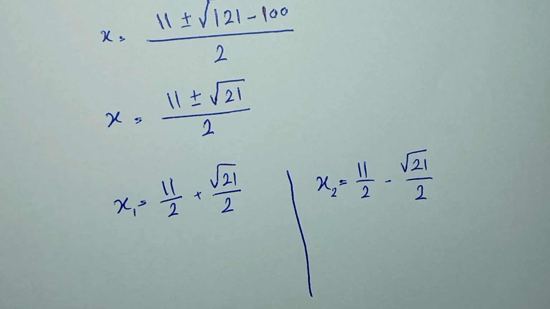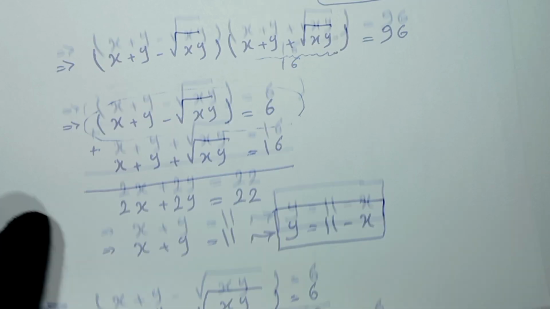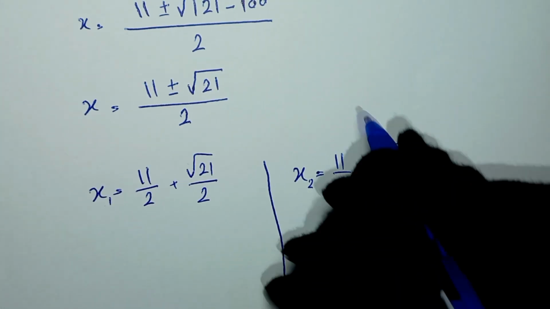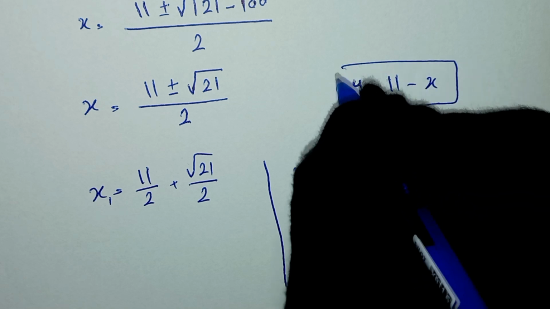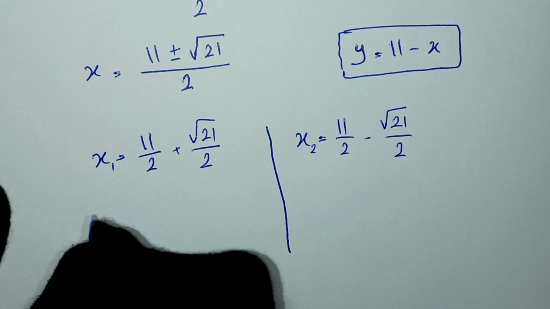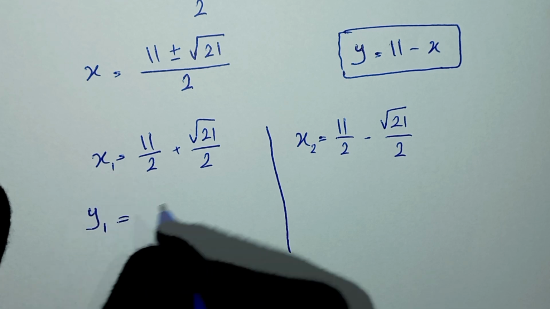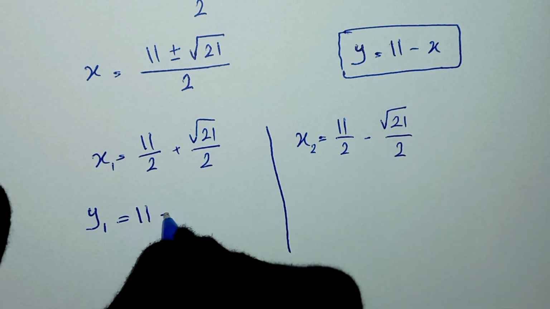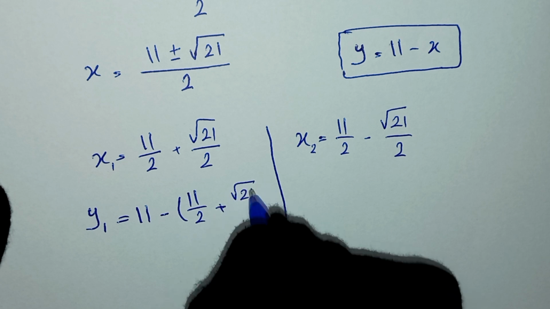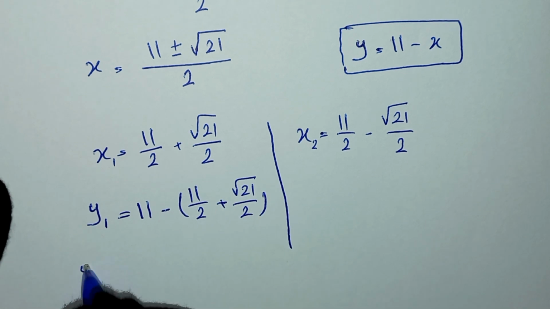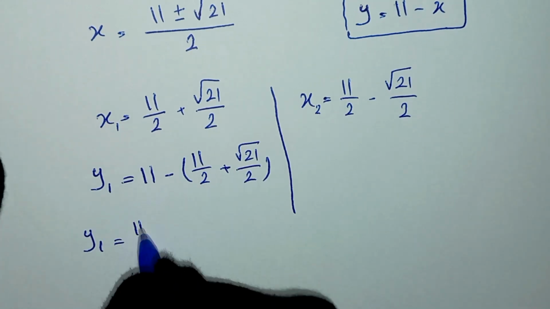And to find the values of y in here, y is equal to 11 minus x. Okay? So, to find the value of y, we call this x1 and this y1, okay, is equal to 11 minus x. 11 minus this, 11 over 2 plus square root of 21 over 2. And in here, y1 is equal to 11 minus 11 over 2, it will be 11 over 2, right?